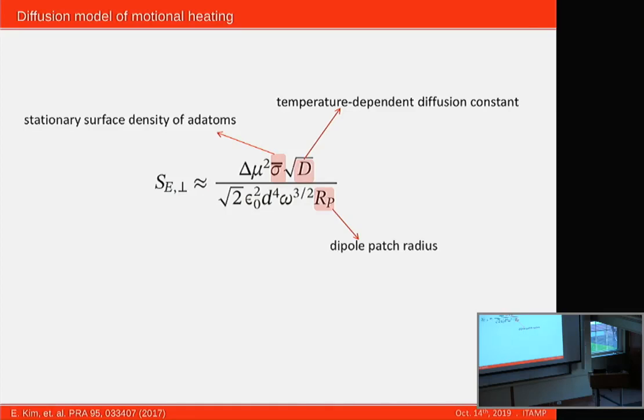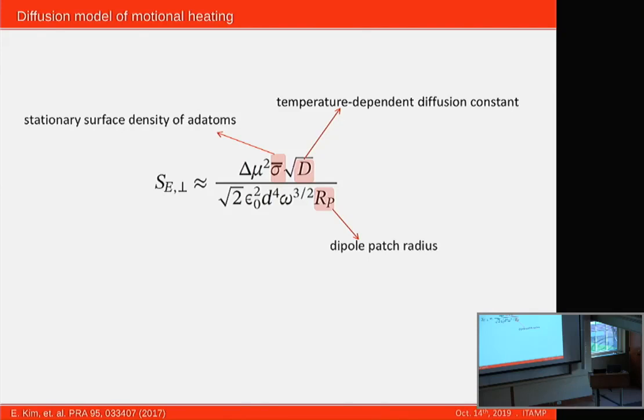We can start basically from the polarization density of the surface and then get the correlation function for the density fluctuation, and replace the correlation function that we started with originally with this density fluctuation, because density fluctuations are going to give us the idea of diffusion on the surface. If you do it, then you get this analytical form. This analytical form has this temperature dependency on it. It has the stationary surface density, and it has the dipole patch radius.